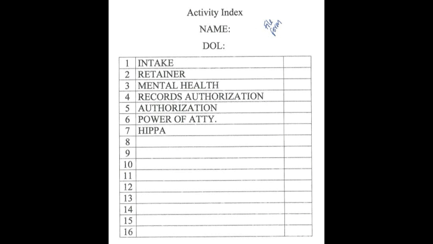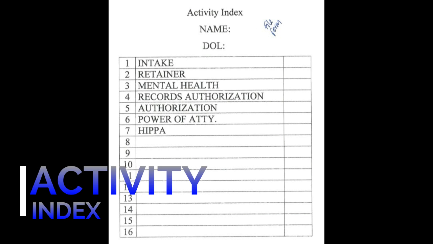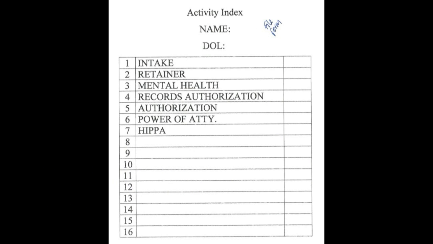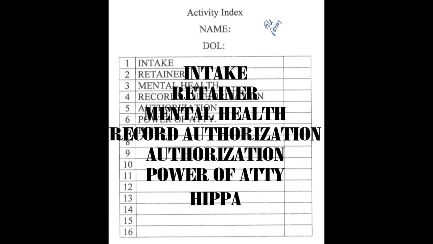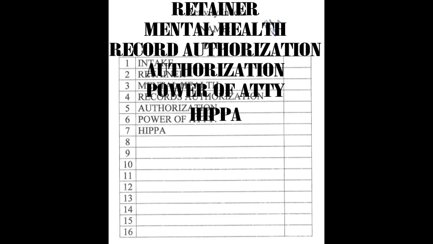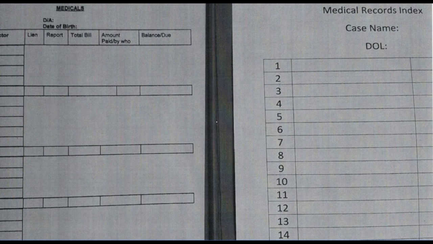The same with this next form. This is the activity index. It's a better picture, the entire picture, so you'll see what it says. This is activity index, name, date of loss, intake, retainer, mental health records authorization, power of attorney, and HIPAA form.